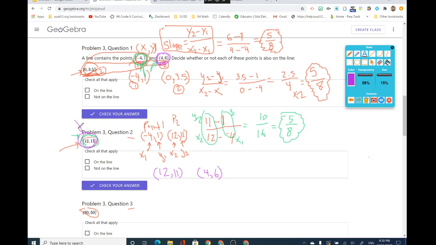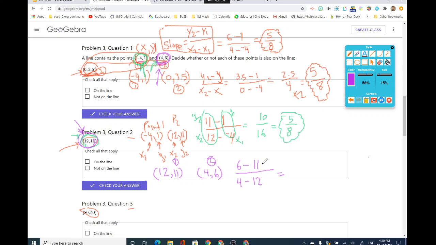Now, am I still going to get the same slope? This is my point 1 and this is my point 2. Well, yes, you are, because you're just taking the difference in y and dividing it by the difference in x. So y2 is equal to 6, and then y1 is equal to 11. So our formula is y2 minus y1, fill in the numbers, divided by x2 minus x1. Fill in the numbers. Do this yourself on your paper.